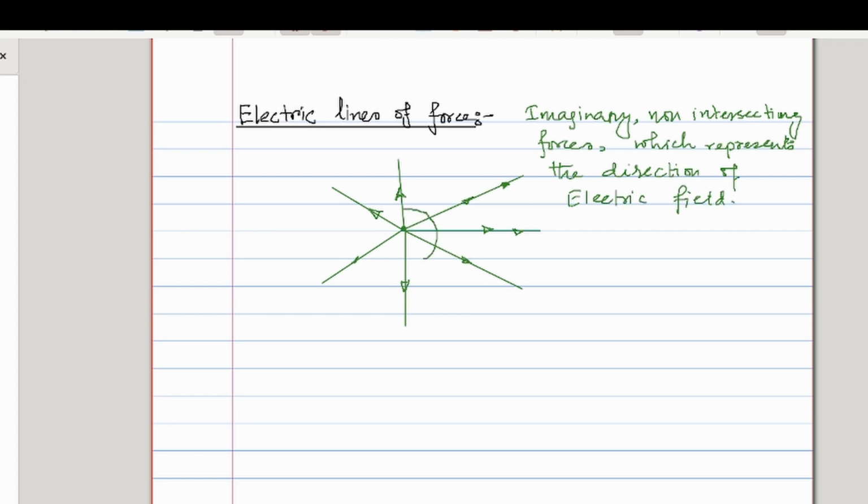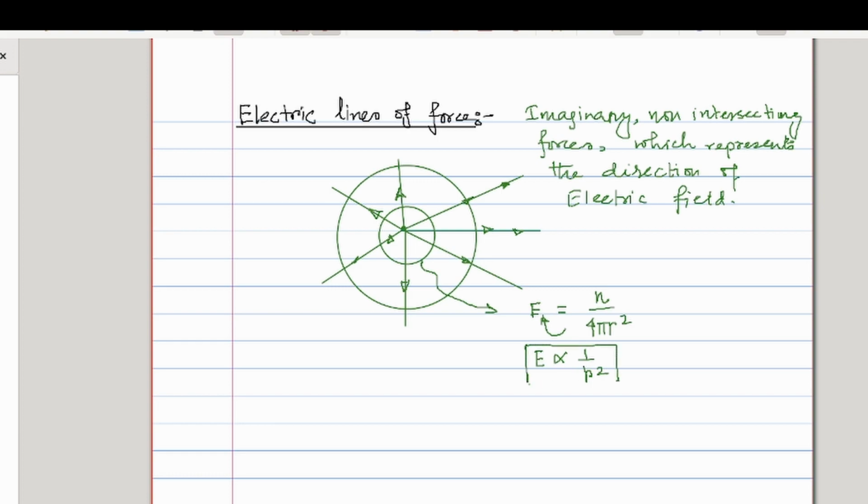Now let us consider these two spheres. These are three-dimensional spheres here. Now let's say for this sphere there are n number of lines of force. So what is the electric field lines density for this sphere? The density is equal to n by 4 pi r square, and this is equal to the electric field strength. So you can observe that electric field is proportional to 1 by r square is satisfied by this one.